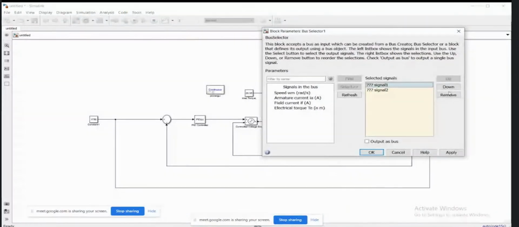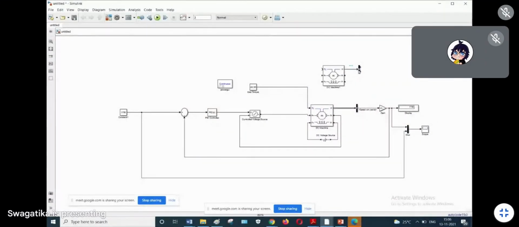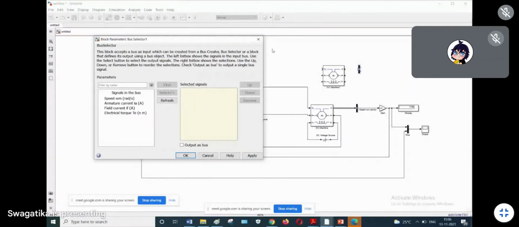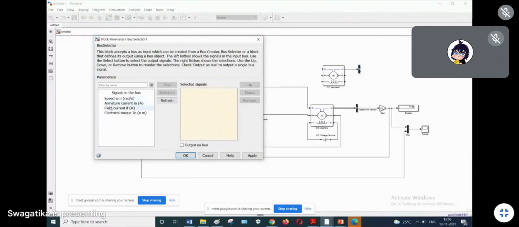After connecting this, remove signal 1, because the bus selector needs to select. Again I am showing you this. If I remove this and you do not give the connection to the DC machine, then your block will look like this, simple. After you give the connection, you will see whether these parameters are coming or not: speed, armature current, field current, electrical torque. After connecting the bus to the DC machine, are these four parameters coming in this block or not?